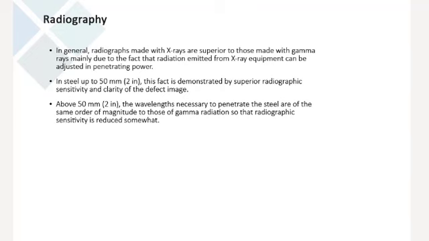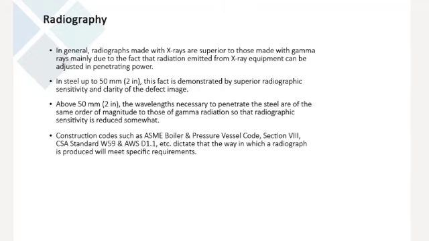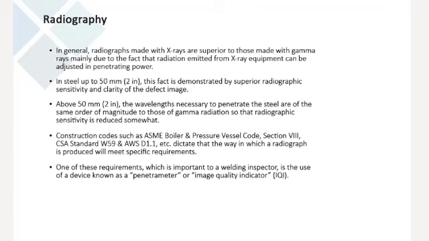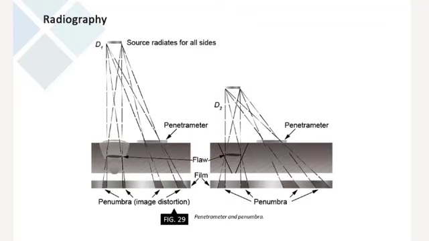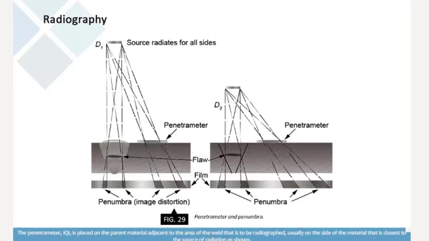Construction codes such as ASME Boiler and Pressure Vessel Code, Section 8, CSA Standard W59 and AWS D1.1, dictate that the way in which a radiograph is produced will meet specific requirements. One of these requirements, which is important to a welding inspector, is the use of a device known as a penetrometer, or image quality indicator. The penetrometer is placed on the parent material adjacent to the area of the weld that is to be radiographed, usually on the side of the material that is closest to the source of radiation as shown.